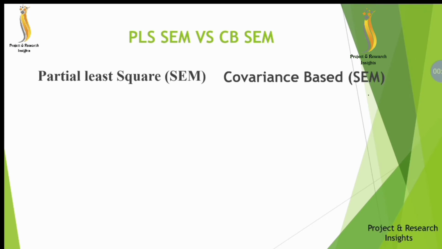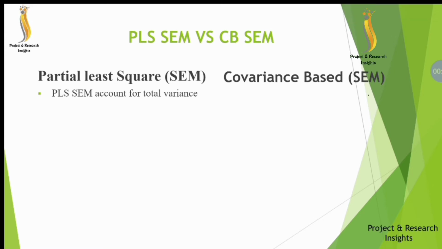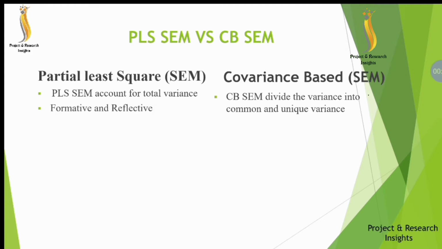Now let's go to our PowerPoint slides. Let's start by talking about PLS-SEM, partial least squares SEM. PLS-SEM accounts for total variance. PLS talks about the whole variance. However, CBSEM divides the variance into common and unique variance. That's why it is called covariance-based SEM. However, partial least squares talks about the total variance.